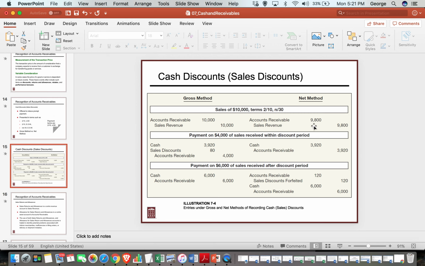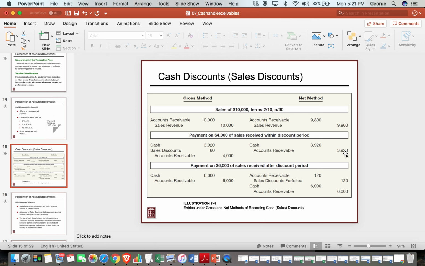Net method is that we assume we'll take the whole discount. So a debit account receivable, credit sales revenue for $9,800. So 2% of the discount was $200, right? So hey, under net method, we're assuming they take the whole discount. So then when the customer pays us the $4,000, we debit cash for $3,920 and credit account receivable for $3,920.